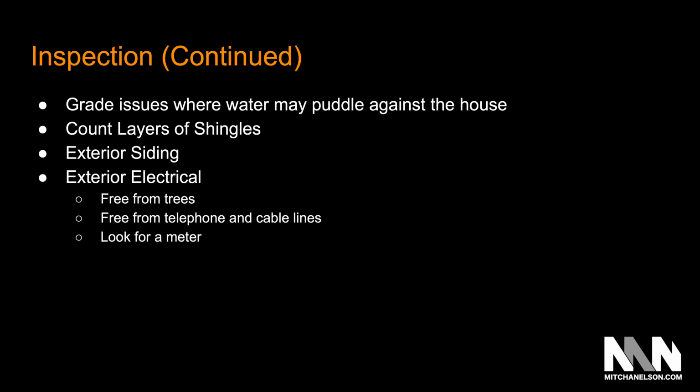Look at the exterior electrical. Is it free from trees? Is it free from telephone and cable lines? Look for your power meter. Usually there's a power meter on the outside of the house where the power comes from the outside and is transferred to the inside so that you have power inside the house. Look for that meter, know where it is, and then make sure to pay attention to that section of your inspection report to verify that it's up to code and that you're not going to have to do any work there. Replacing electrical meters on the outside of your property is expensive, so it's an expense that you're going to need to calculate if it's out of code, and the inspector will be able to tell you that.